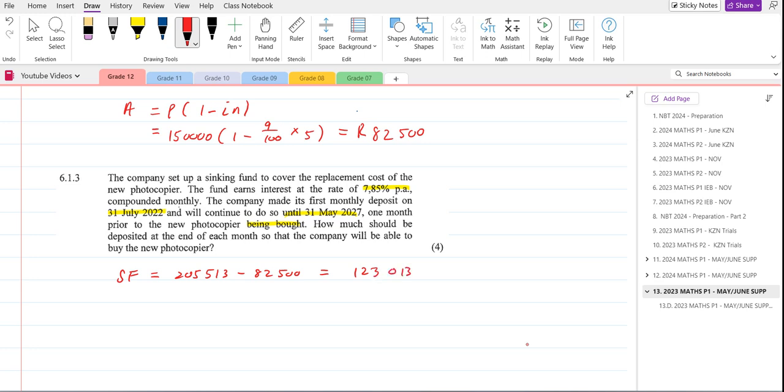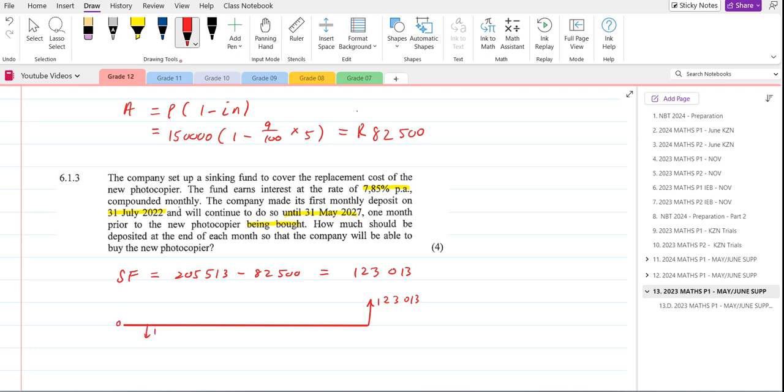Now this person makes payments from the 31st July, so we need to know how many payments this person makes. The company made its first monthly deposit on 31st July, so we need to check how many months this is. This person needs to save up 123,013, and he's making monthly deposits.